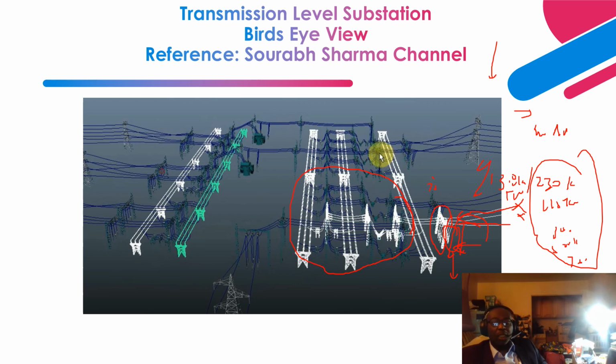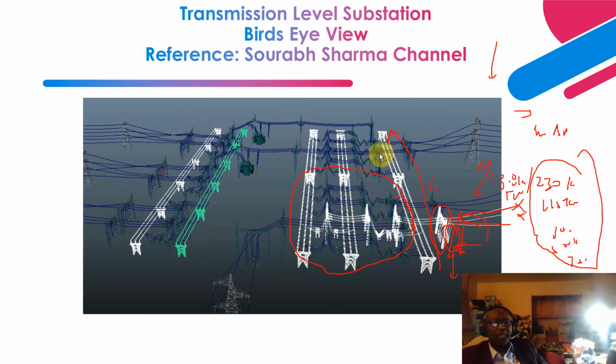Then along this horizontal path, it's a tubular bus, right? In a bus arrangement, right? The substation has different configurations of bus arrangements, and I'll go through the different bus arrangements for a substation in a different presentation, right?